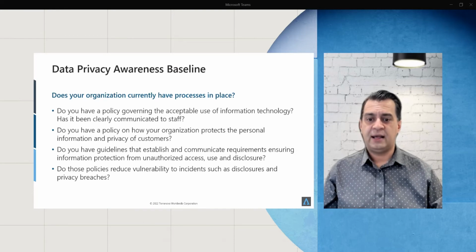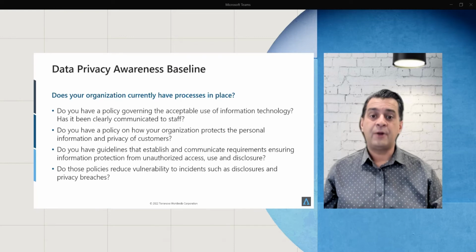Also, do you have established guidelines to make sure that you're communicating to users any potential vulnerabilities, unauthorized access, use, disclosure, or if they detect an event that may lead to a breach? So it's very important to have a process established in place, because that's where awareness is going to come in and remind users and reinforce those existing processes that you have in place.